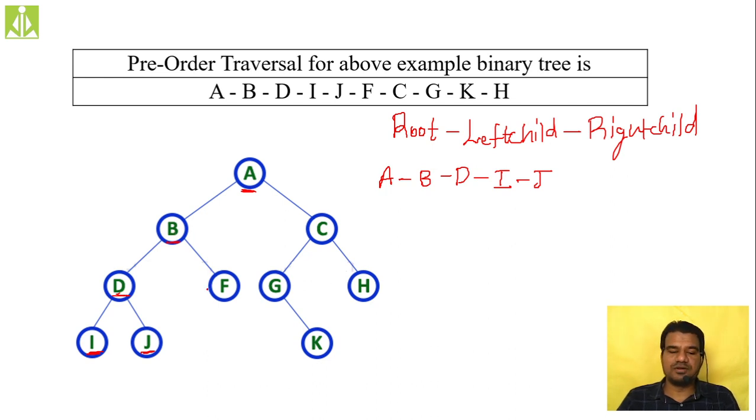For B, root is visited, left is visited. So now try to visit right, because it is root, left, right. Come to the right, that is F. Make F the root and visit F. Try to visit left, nothing. Try to visit right, nothing. F is visited, go back to B. For B, root, left and right are all visited. Go back again to A.